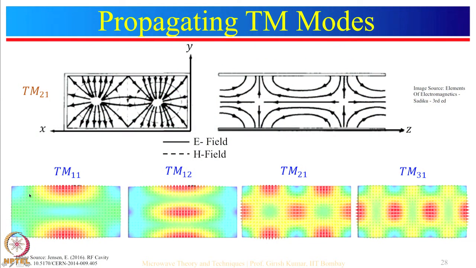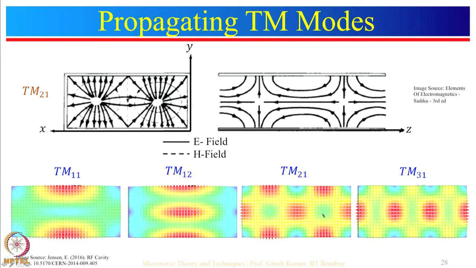In the first graph, along the x direction there is 0, maxima, 0. This is a half sinusoidal variation along the x direction, and along the y direction maxima, 0, maxima. This is also a half sinusoidal variation. So this mode is a TM11 mode. Similarly, in this there is 0, maxima, 0 in the x direction, and in the y direction there is maxima, 0, maxima, 0, maxima. So this is 2 half sinusoidal variations of the fields. So this mode is TM12 mode.